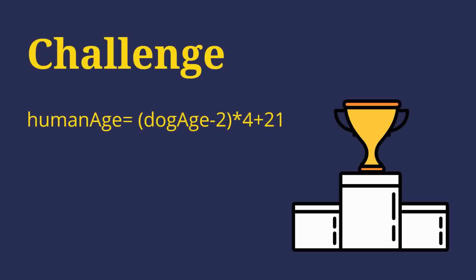Now it's challenge time. Now you will calculate a human's age by knowing the age of the dog, for which the formula is human age is equal to dog age minus 2 in brackets multiplied by 4 plus 21. So you will ask the user the age of the dog and will tell the age of the dog according to human age. So pause the video and give it a try. It's going to be interesting.